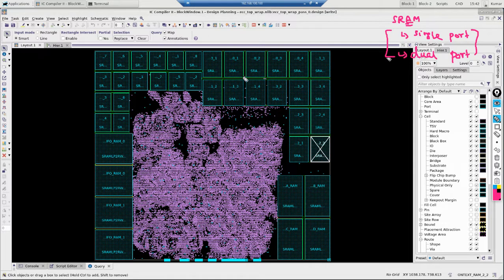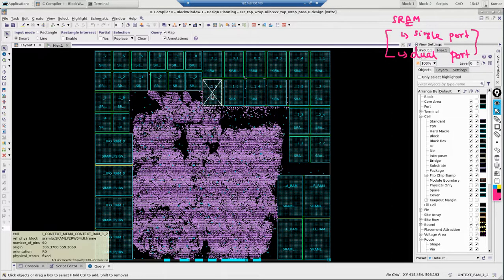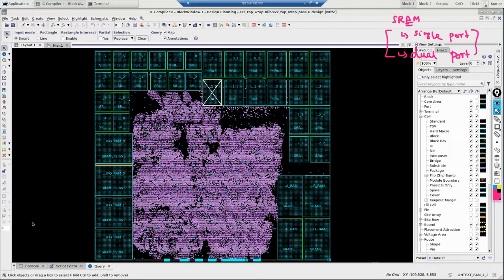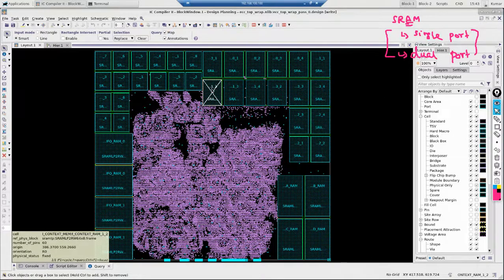Okay, now you will have different types of macros, of different sizes. Say for example, this macro, 64 by 8. If you look down here, you will see some information displayed. You see here SRAM, basically 64 cross 8.